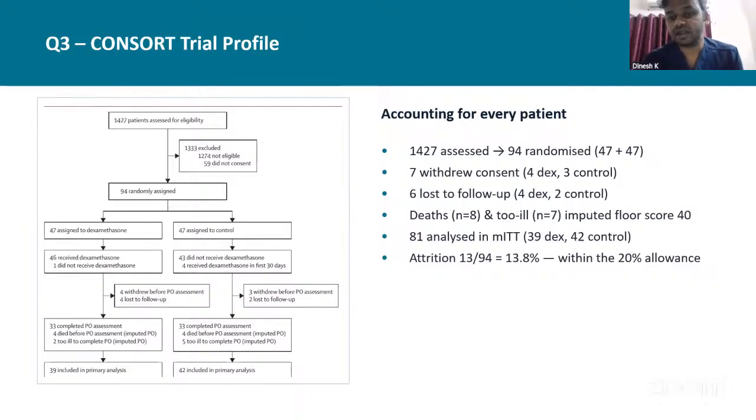And then 8 died, and 7 were too sick to do the primary outcome assessment. So all the 15 were given a score of 40. This will be important as we move forward. This we have to remember.